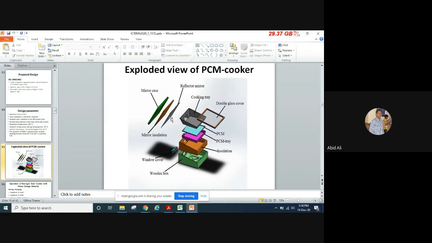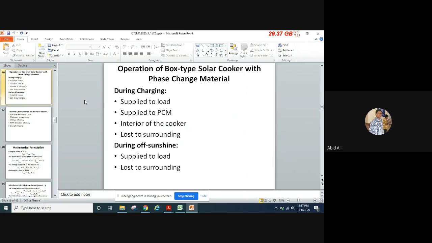This is the exploded view of our design. This is the outer box body, this is the absorber plate, this is the PCM tray, and in between is the energy storage material, and this is the insulation, and this is the double glass cover which is fixed with the box body. This is the reflector mirror, and that is the reflector mirror case. We provide some insulation between the reflector mirror and reflector mirror case, which I will explain later.